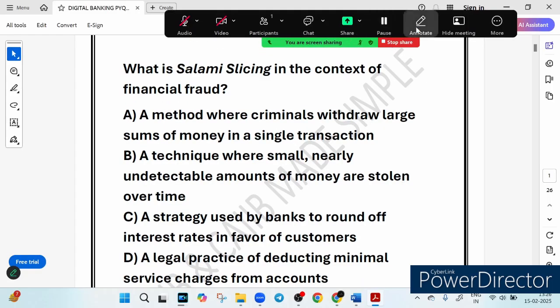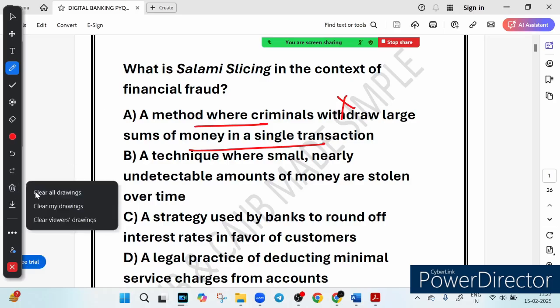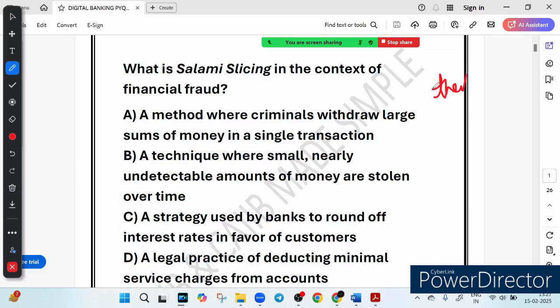Option A says a method where criminals withdraw large sums of money in a single transaction. So this is option number A. You know, this option is incorrect because salami slicing is not about big transactions, right? Instead it involves very tiny, almost unnoticeable deductions over time. For example, suppose a thief entered a bank, right, and withdrew 1 crore in one go. That is a huge noticeable transaction. Bank and authority will easily catch such a fraud, but salami slicing is much more subtle, right? So this option is wrong.